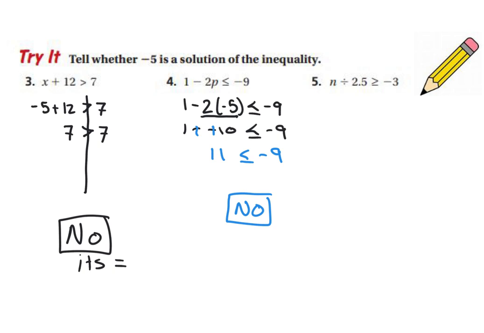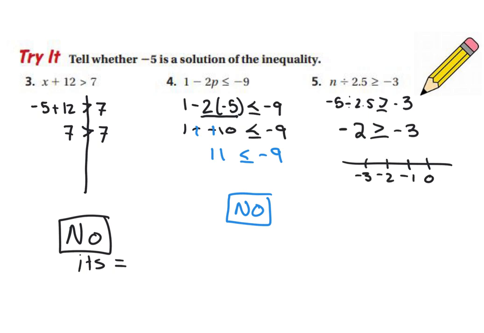And now number 5, -5 divided by 2.5 is greater than or equal to -3. A negative divided by a positive is a negative, and 5 divided by 2.5 is 2. -2 is greater than or equal to -3. There's 0, -1, -2, -3. And -2 is further to the right, so it is greater. So we'd say yes, -5 is a solution for number 5.